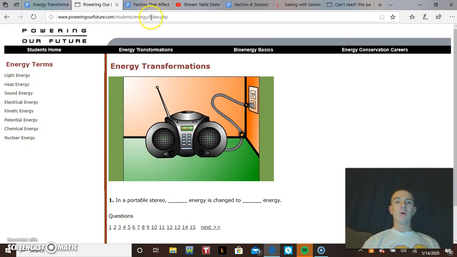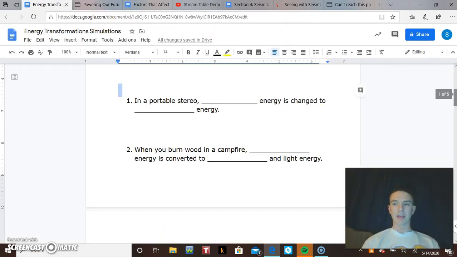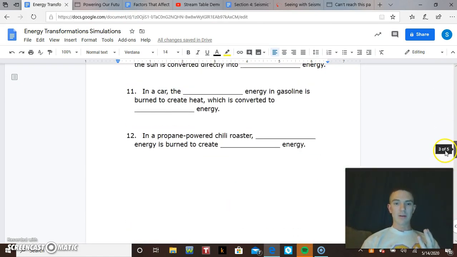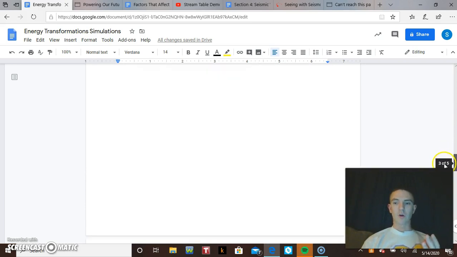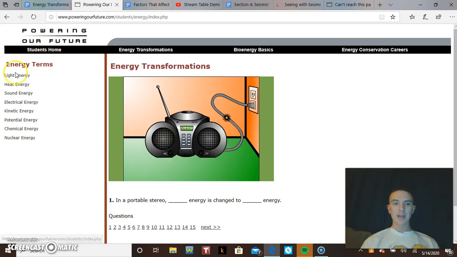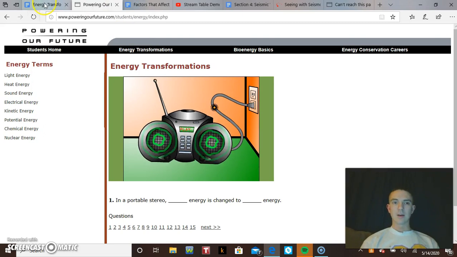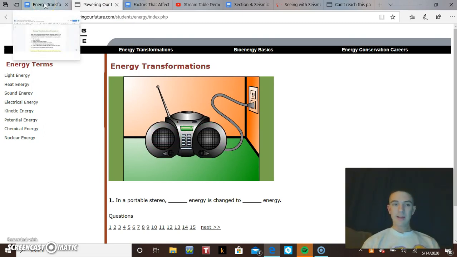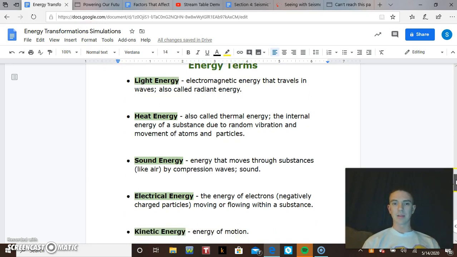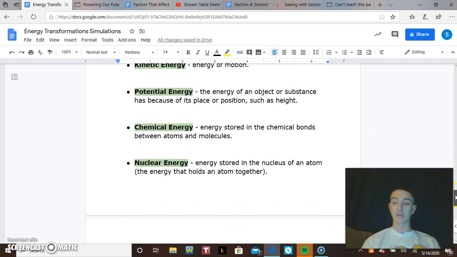If you also look at the questions, there are 15 simulations on the website. I'm only making you do the first 12, and they go in order. So here's the 12th one. If you scroll all the way down, you will see here are the terms. If you go to the website, you can only read the terms if your cursor is hovering over it, so that's kind of annoying. If you come down here, here's every term word for word: light energy, heat, sound, electrical, kinetic, potential, chemical, and nuclear.